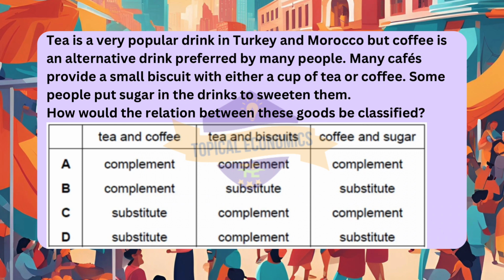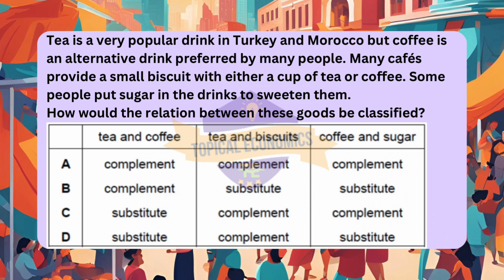The correct answer for this question is option C. Tea and coffee are both popular beverages and serve a similar function as drinks consumed to refresh or energize people. If the price of tea rises, some people might choose coffee as a substitute, and vice versa. Hence, these goods are substitutes. Next, tea and biscuits are typically consumed together. Many cafes provide a biscuit with a cup of tea, and also with coffee. When people buy more tea, they often buy more biscuits to accompany it. Therefore, tea and biscuits are complements.